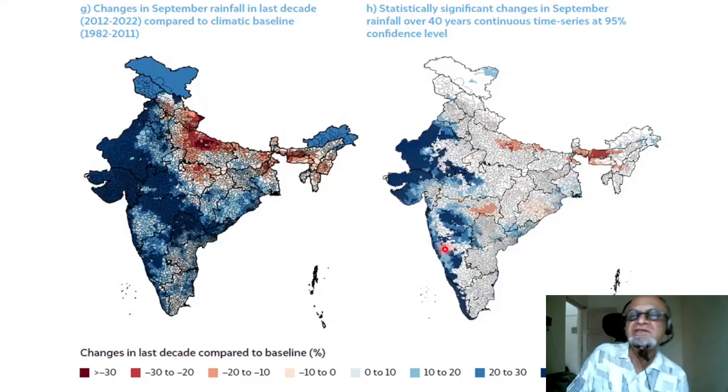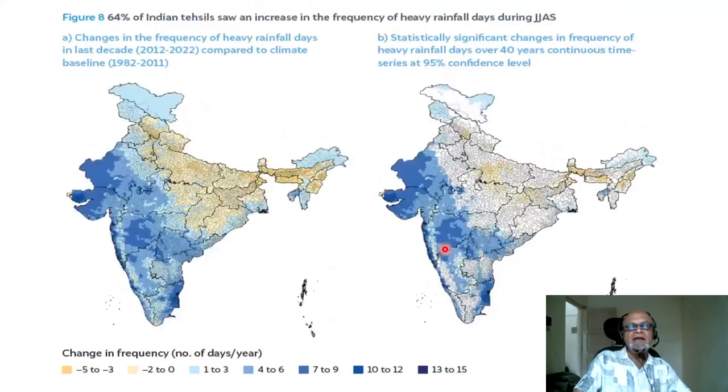I'm just saying these in words because these are interesting features that you need to go back and look at in the report in detail to understand what's happening. This is 64% of the Indian tehsils that saw an increase in the frequency of heavy rainfall days during JJAS. So the last decade change, there are some decreases in this band where we have seen rainfall decreases overall, and of course rainfall here is increasing, which means it comes as an increased number of heavy rainfall days.